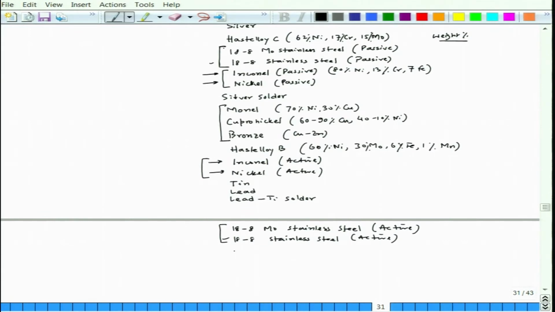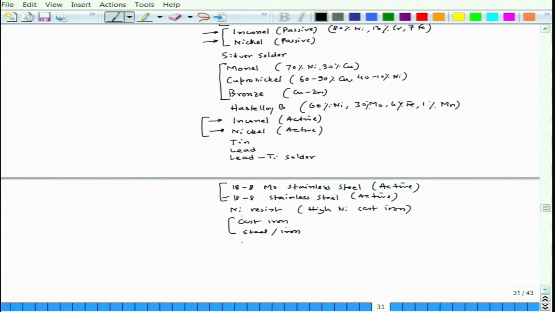Now, we can have another set after certain few alloys. They have mentioned a couple of alloys, for example, Ni-resist, which is high nickel cast iron. Then after a few things, you can have cast iron as well as steel or iron. So, they are also clubbed in the same group.